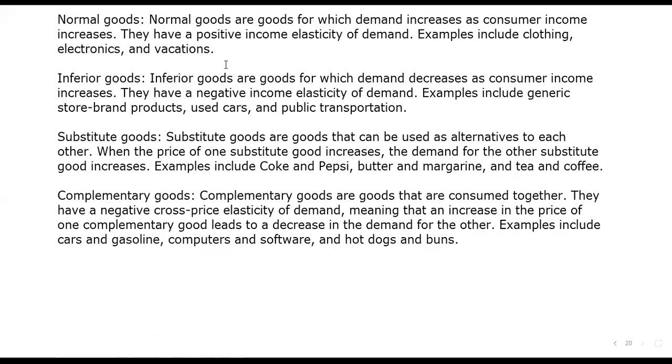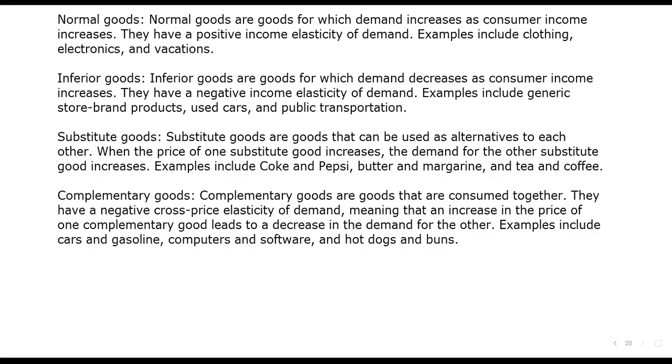Substitute goods are goods which we have alternatives for. When the price of a substitute increases, the demand for the other substitute will also increase, so they have a positive elasticity of demand. Complementary goods are goods that are consumed together. They have a negative cross-price elasticity, meaning an increase in the price of one complement will result in a decrease in the demand for the other. Examples would be gas for cars, which is petrol, and the cars, computers and software, hot dogs and buns. So these are called what? Complementary goods. Are we getting somewhere?